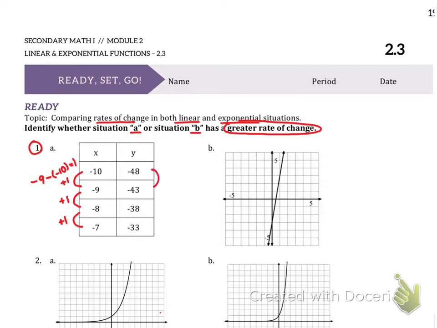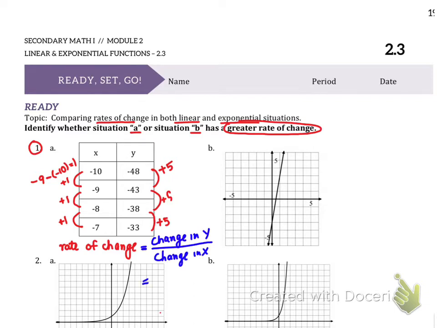And here, if I want to see what's the difference, I could say -43. So it's adding 5 each time, so you can do -43 minus -48, so +5. So it's increasing by 5 each time. You have to get that difference, and the rate of change, if you have to write that, is the change in y over change in x. You do it that way.